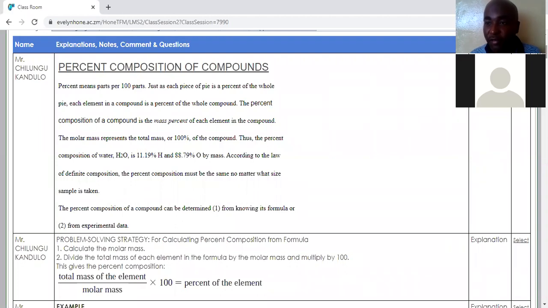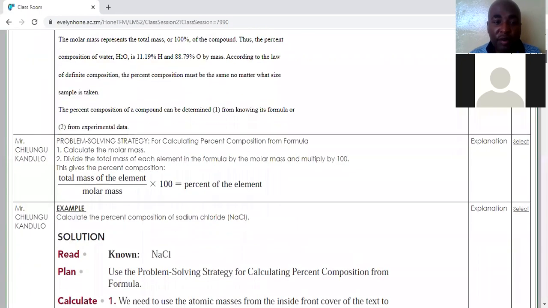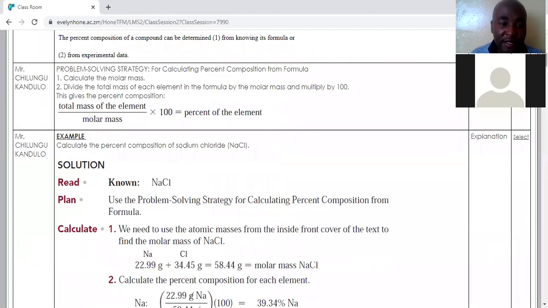So there are 2 ways of calculating percent. It doesn't really make sense why, but when you start calculating empirical formula, that's when you realize that the experimental data is also very useful. So you get the percentages if you know the formula, or someone will give you data from an experiment to say this and this reacted.